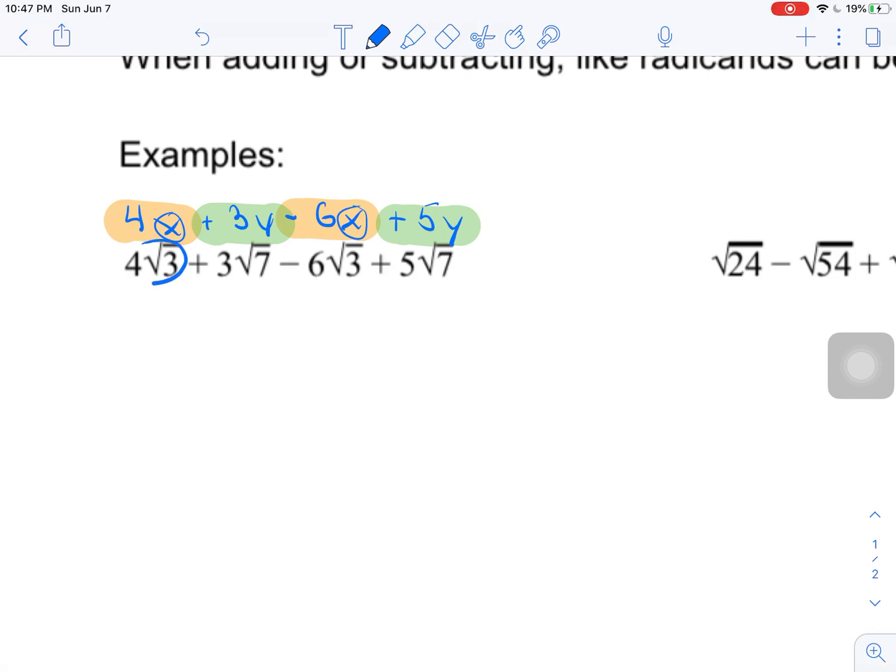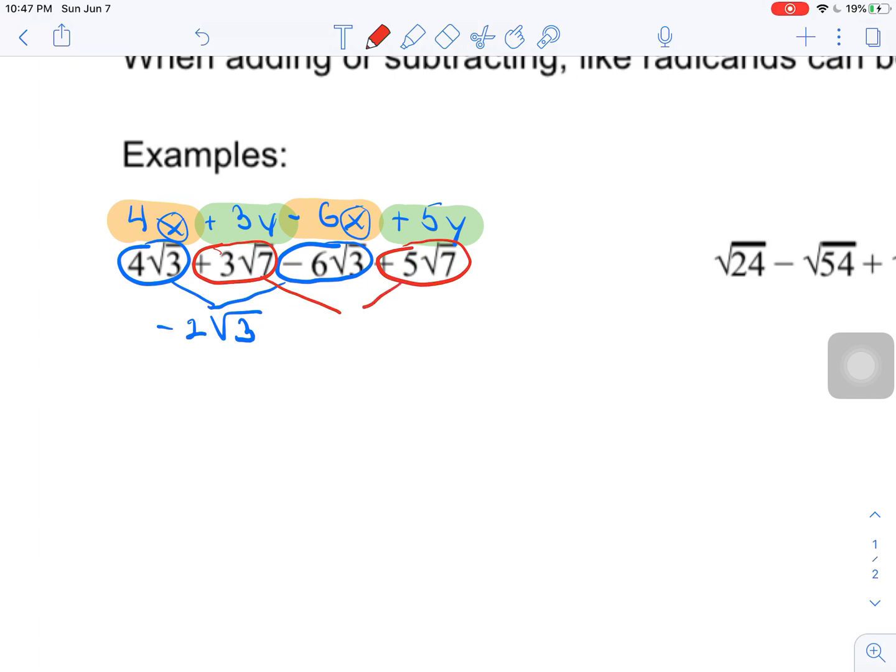So I can take the 4 square root 3 minus 6 square root 3, and I could put those together just like 4x minus 6x. So it would be negative 2 times the square root of 3, just like how the x would stay the same, the radicand stays the same. And then I can also take the 3 square root of 7 and the 5 square root of 7, because those have the same radicand. That basically means they're like terms in the radical world. So I could put those together, and that is plus 8 times the square root of 7.